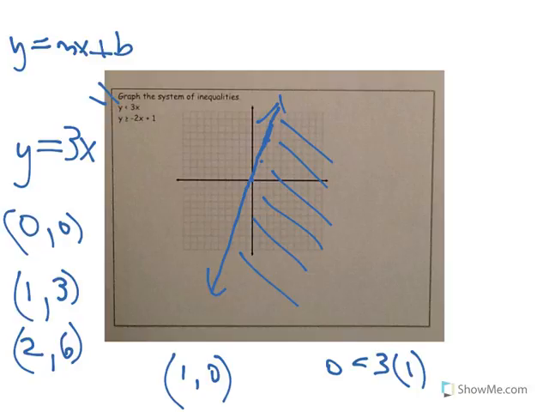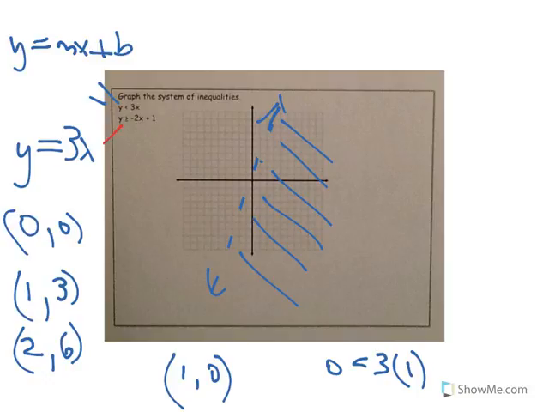I nearly forgot to get rid of the part of it there. So everything on that side is a solution. That's the half plane that's colored in. So now we need to deal with this part here.